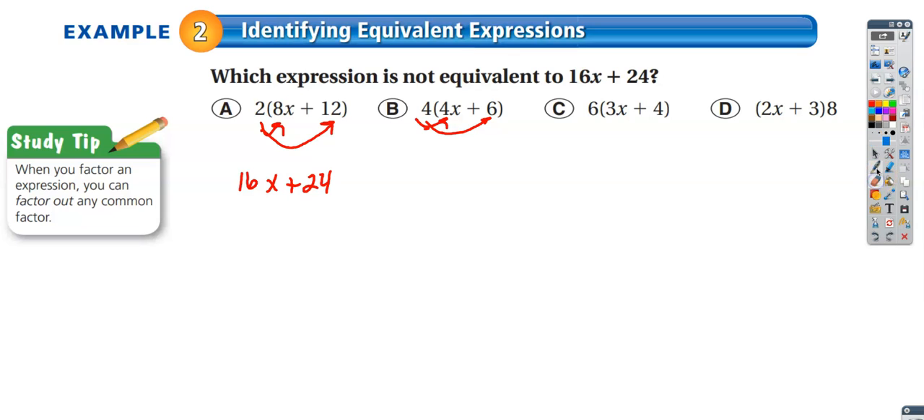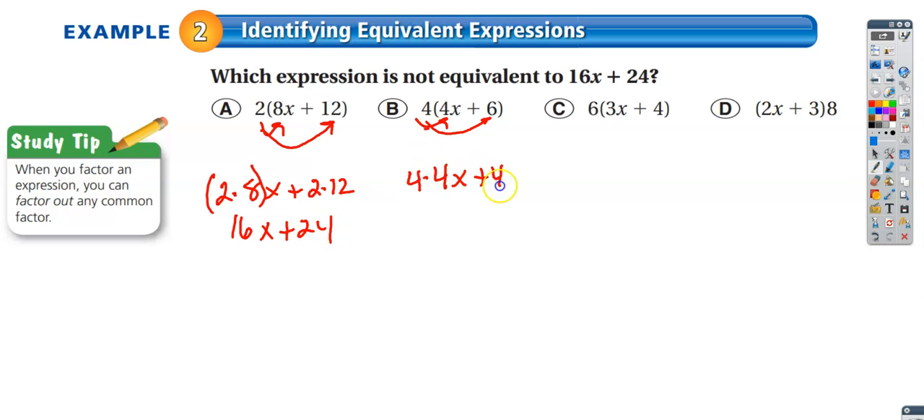Now, if you are still making mistakes, I did some mental math, right? If you're making mistakes, then you need to write this out every single time until you don't make those mistakes and forget to distribute. 16x plus 24. This one is 4 times 4x plus 4 times 6. Associate those together, I get 16x plus 24.